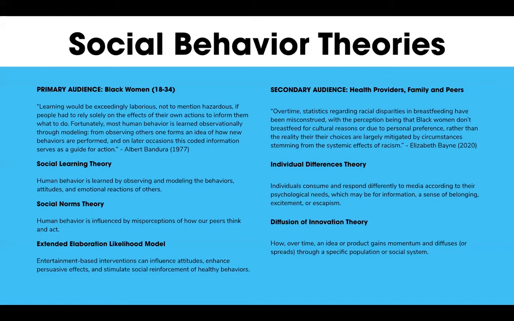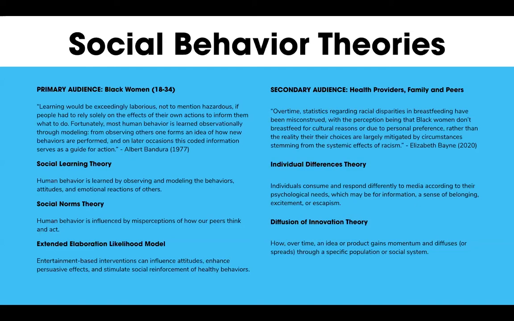So, one of the first theories that I incorporated into the narrative for chocolate milk is social learning theory. And that's the idea that human behavior is learned by observing and modeling the behaviors, attitudes, and emotional reactions of others. A second theory is social norms theory. That's the idea that human behavior is influenced by misperceptions of how our peers think and act. So if the misperception is that other Black women don't breastfeed, then maybe I have less motivation to do it. But if I know that other women are maybe having challenges but overcoming them, that might motivate me to push through.